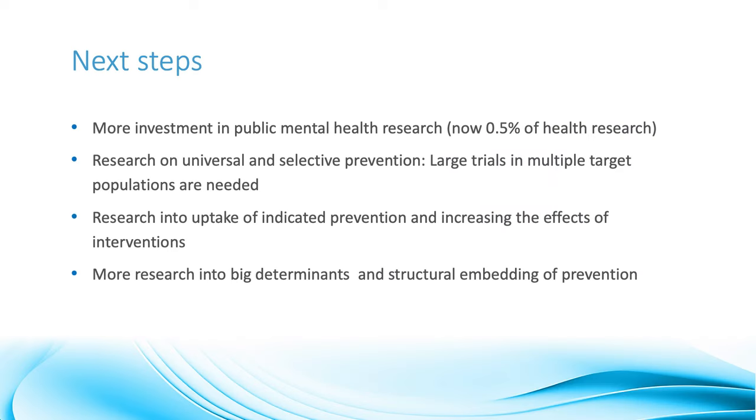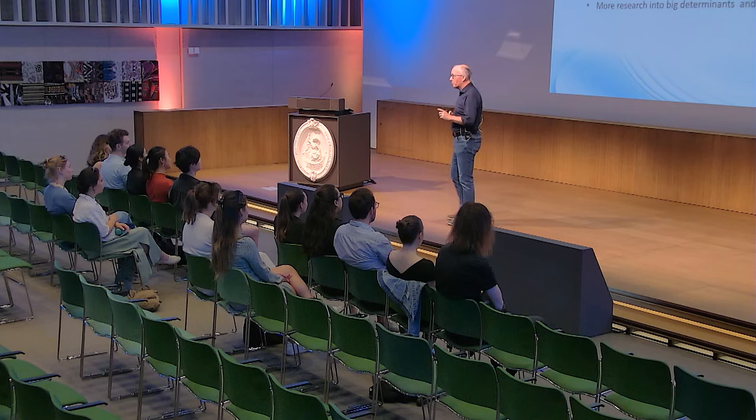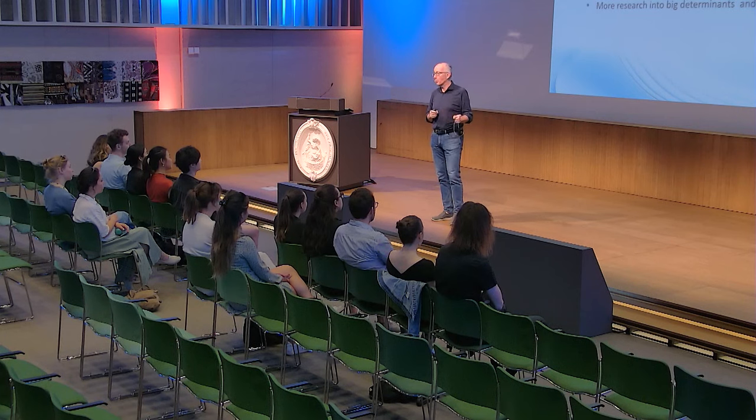What should we do? Well, first of all, we need more money. And that sounds a bit weird. Everybody wants more money. But there is research showing that of all the research going to biomedical research, 7% goes to mental health research, which is much lower than the total disease burden of mental health problems, which is double that. So the mental health research already gets very little money. And of that 7%, only 7% goes to prevention research.